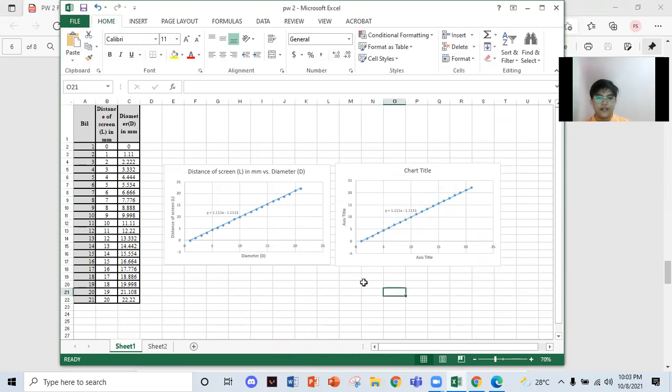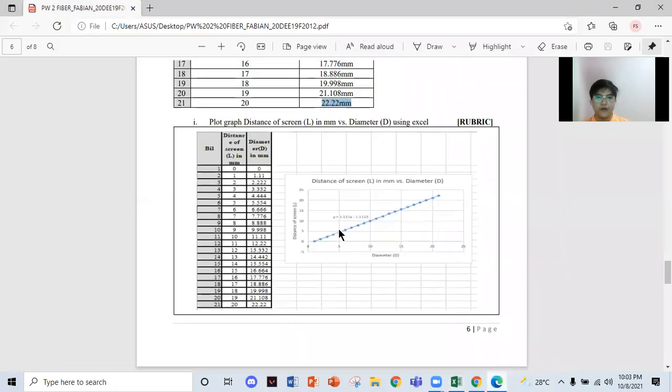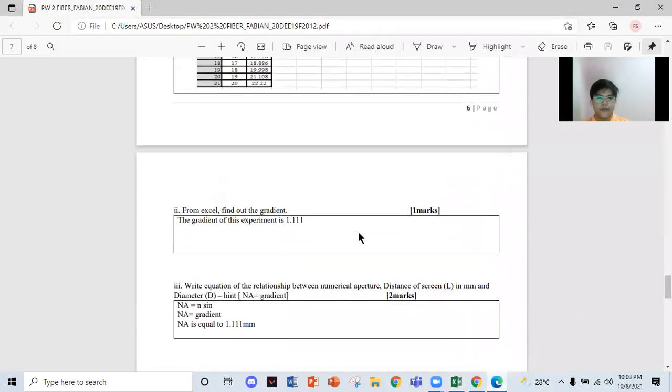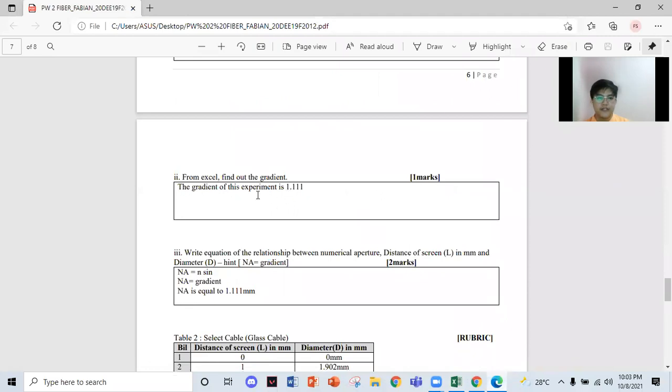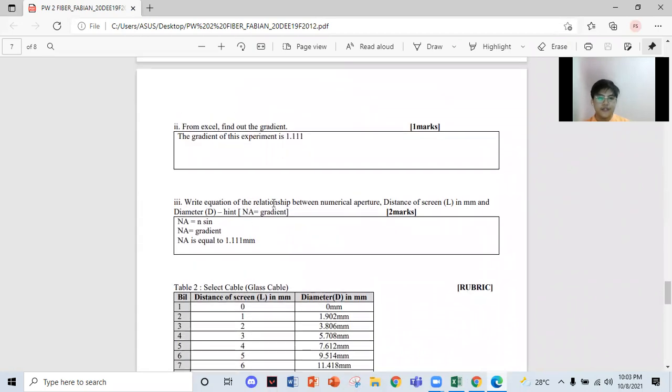We set the title as usual, and then use the snipping tool to put this graph into our answers. So this is the graph. The gradient of this experiment is 1.111. Then write the equation of the relationship between numerical aperture, distance of screen in mm, and diameter. The hint is NA equal to gradient. So NA is equal to 1.111 mm.